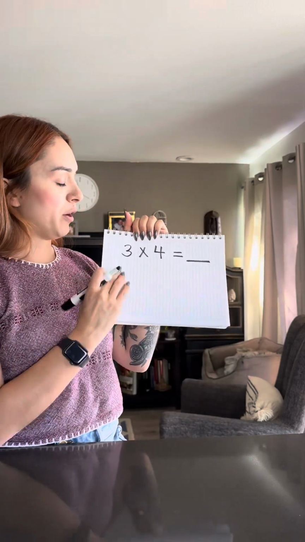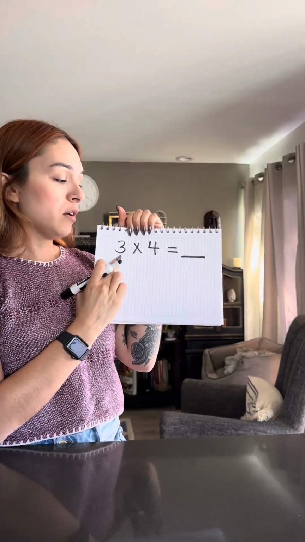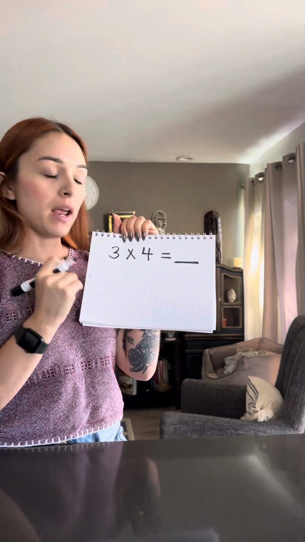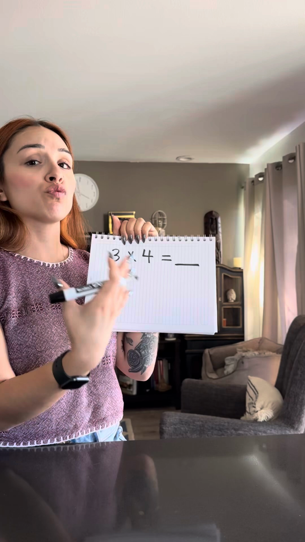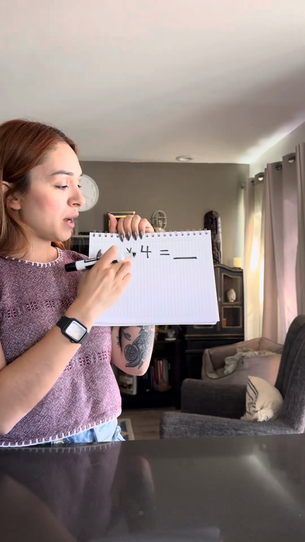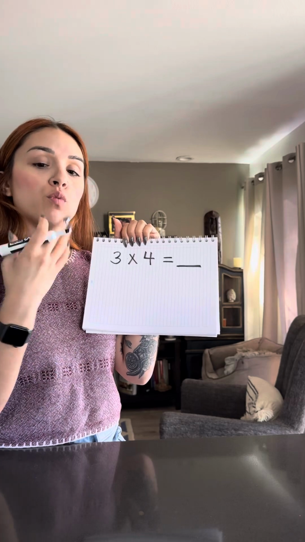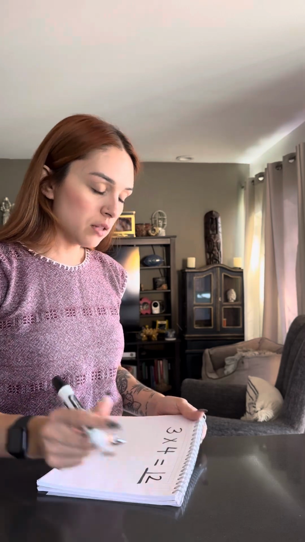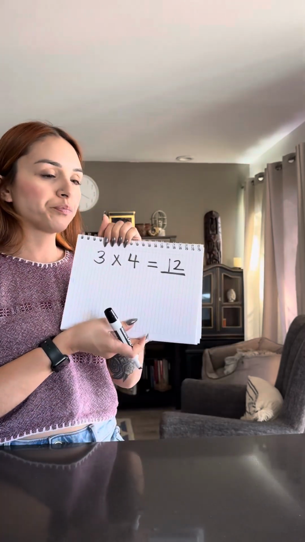Here, I'll keep it up here. So 3 groups of 4, just like how we did with the forks, right? We had 3 plates, which each represent a group, and 4 forks in each. So 3 times 4 is what compared to what we did earlier? Exactly, 12. So 3 times 4 is 12.